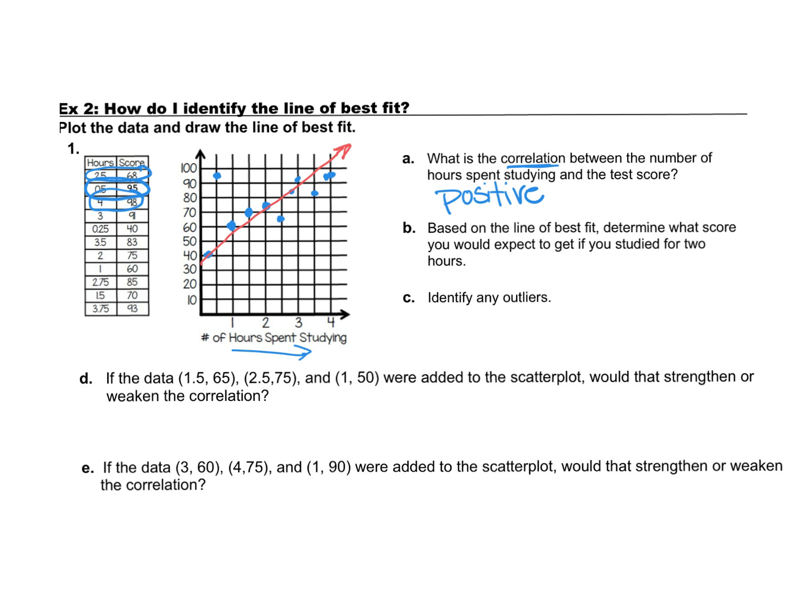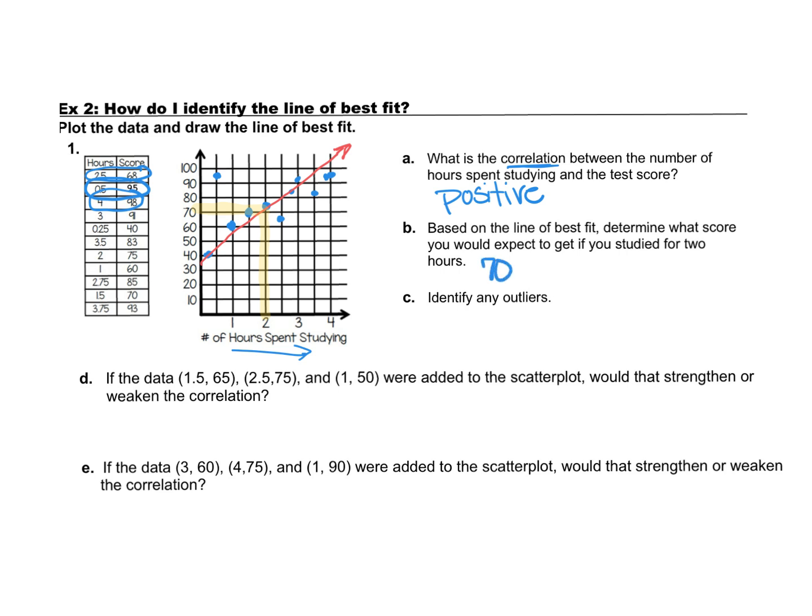Now, based on the line of best fit, determine what you would expect to get if you studied for 2 hours. Well, if I go to the 2 hours, and I go up to my graph, I'm going to expect to score about a 70.